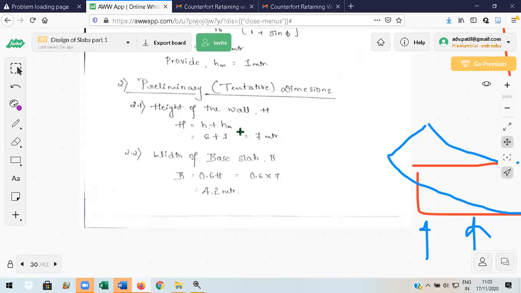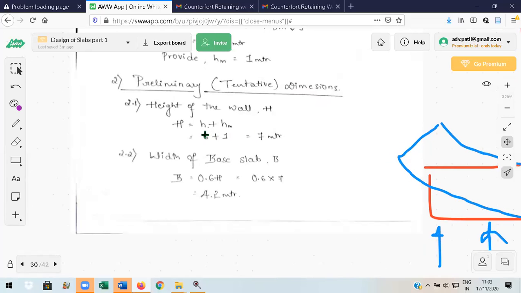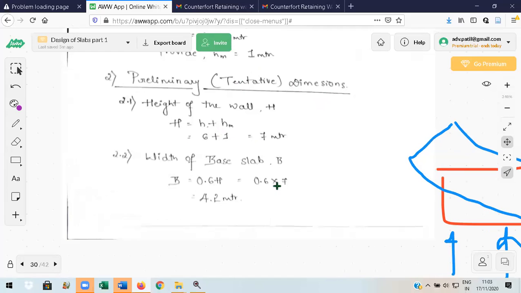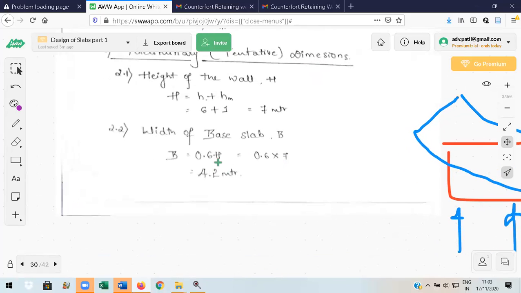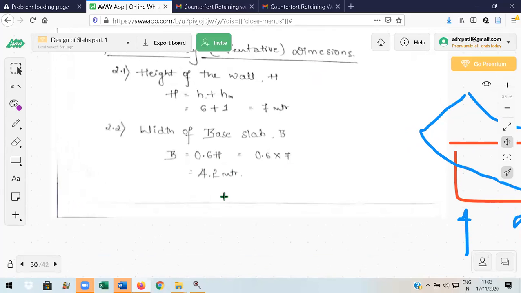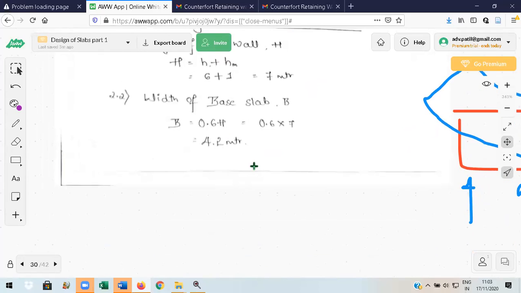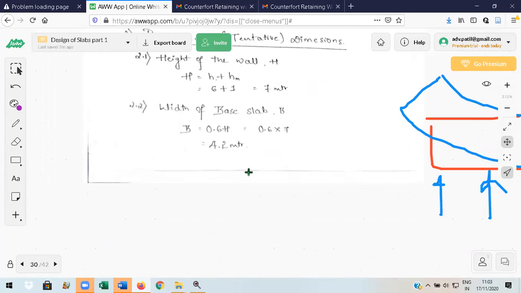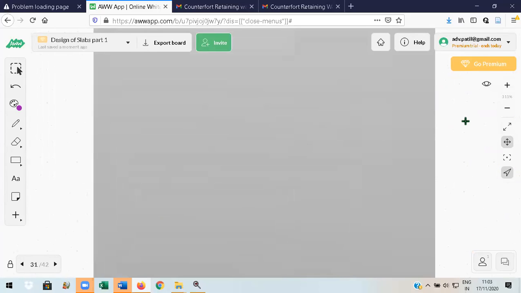So here, let us fix the preliminary dimensions. Height of the wall is the height to be retained plus whatever depth I have calculated, 1 meter. So total height is 7 meter. Width of the base slab, 0.6 H is taken. These are all approximate. We may have to revise also. So 0.6 of 7, total height is 7 meter. 6 is above the ground, 1 is below the ground, total is 7. Then B is equal to 4.2 meter. These are all very simple things. Let us go to the next page.